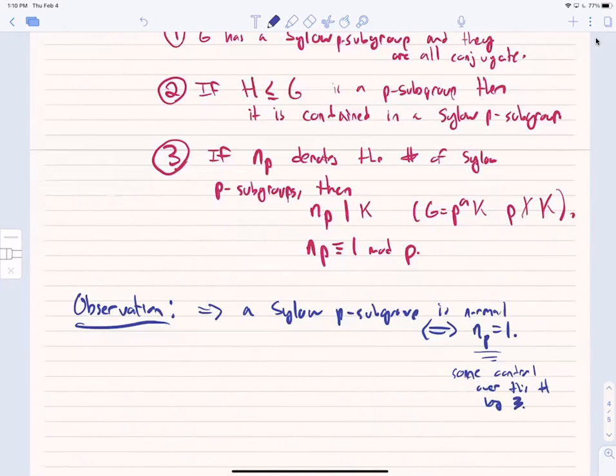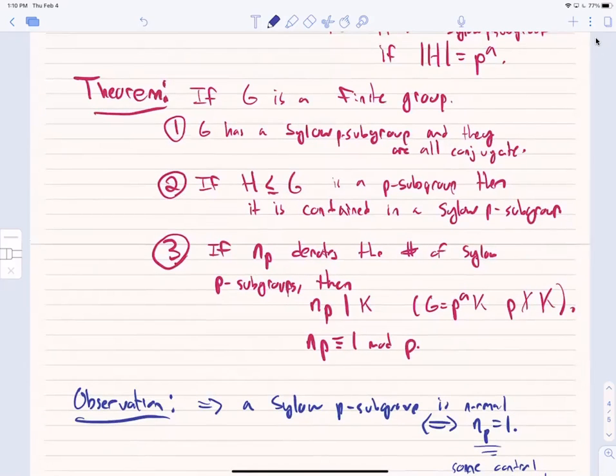So we'll do an example here. Let's take a 10-minute break. Then we'll come back and do an example of how you actually use this in an argument, and then we'll start proving this theorem.